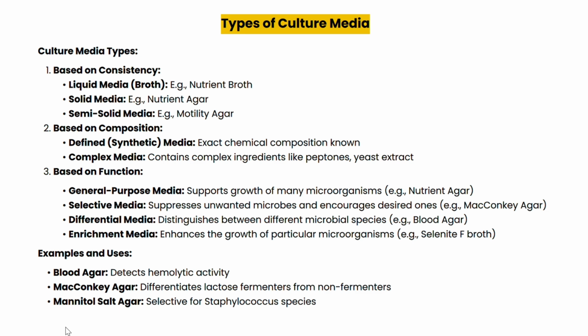Complex media, which contain ingredients like peptones and yeast extract, are ideal for growing a wide range of microorganisms. Selective media, like MacConkey agar, are designed to suppress the growth of certain bacteria while allowing others to thrive. Differential media help in distinguishing bacterial species based on visible differences, such as color changes. Blood agar is a great example, helping detect hemolytic bacteria based on their ability to break down red blood cells.